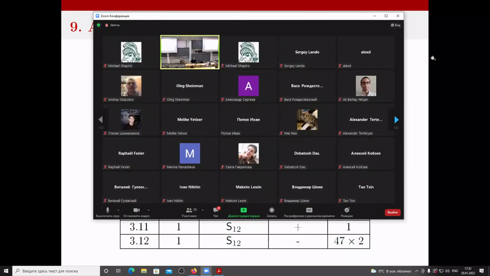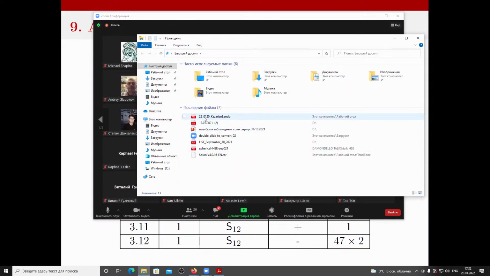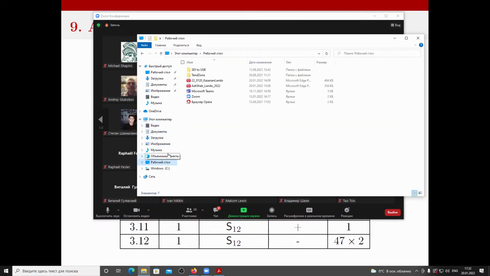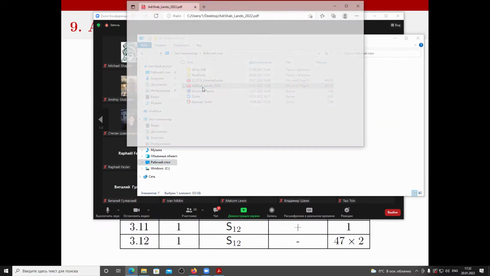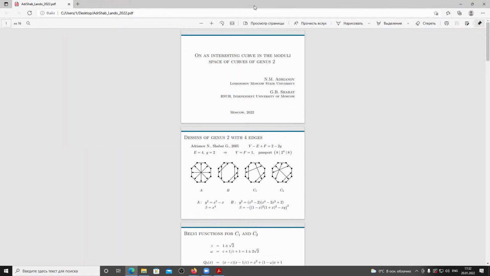What is the automorphism group of this curve? Of this curve? We are not aware of any besides the hyperelliptic involution.